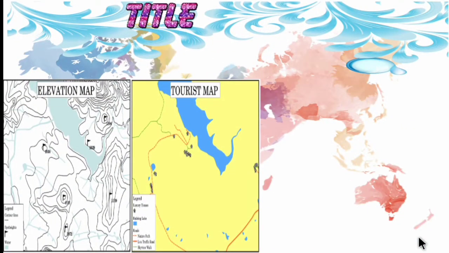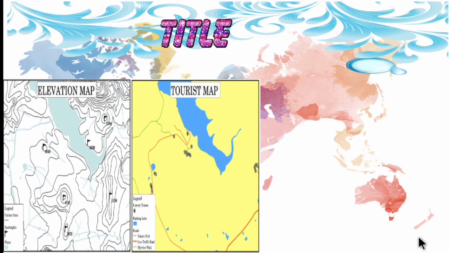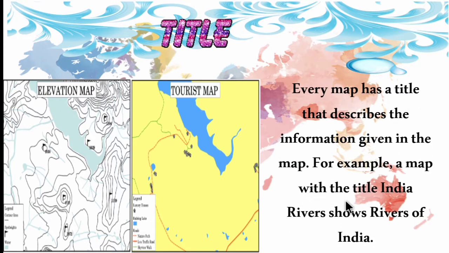So first one is title. Every map has a title. For example, for a tourist map the title will be tourist map, or if the map is based on height the title will be elevation map. For example, soil map, physical map, political map. Every map has a title that describes the information given in the map, so from the title itself we can get to know what kind of information is present in the map.